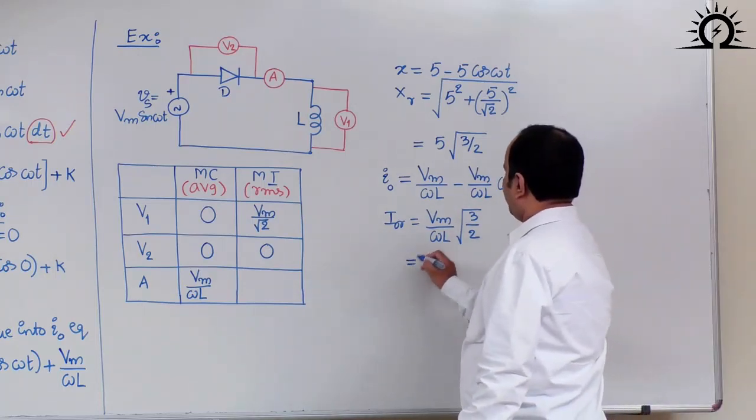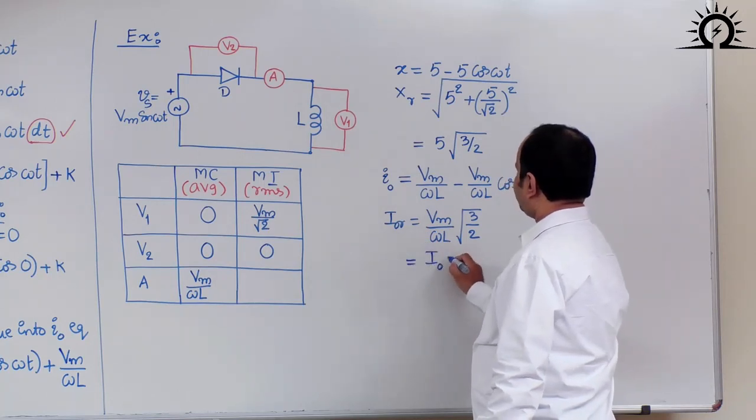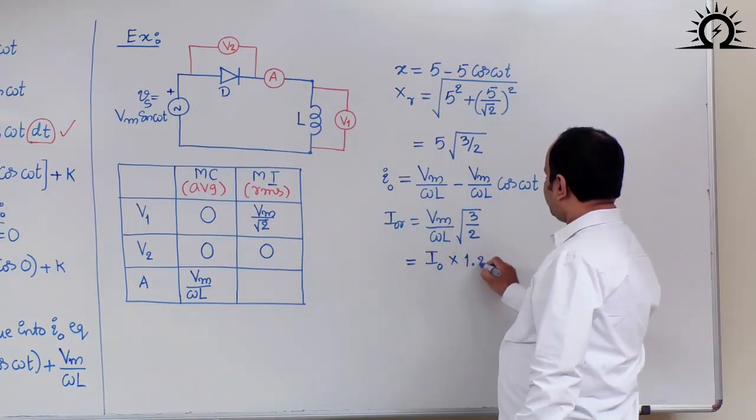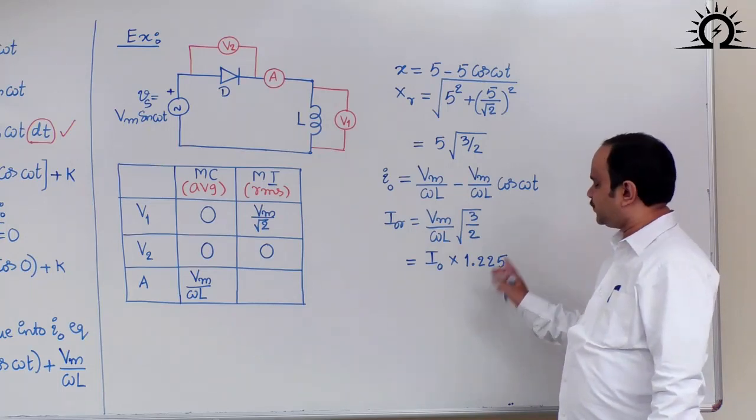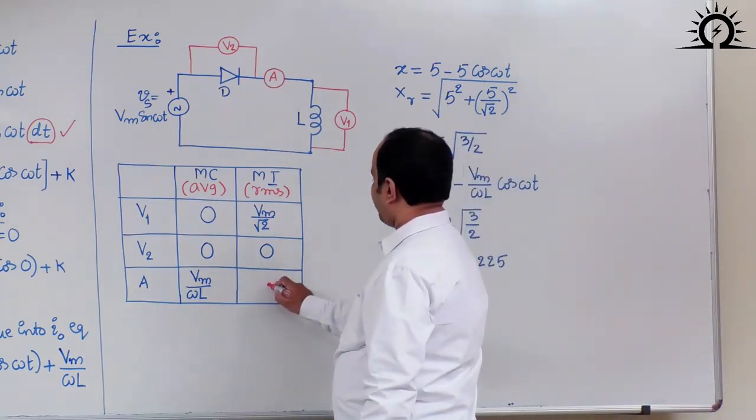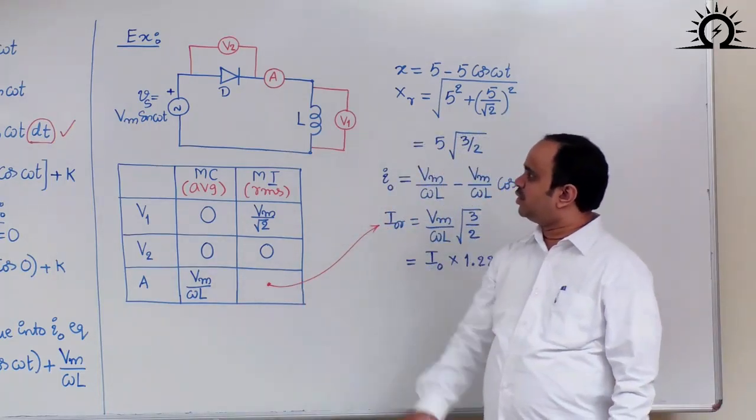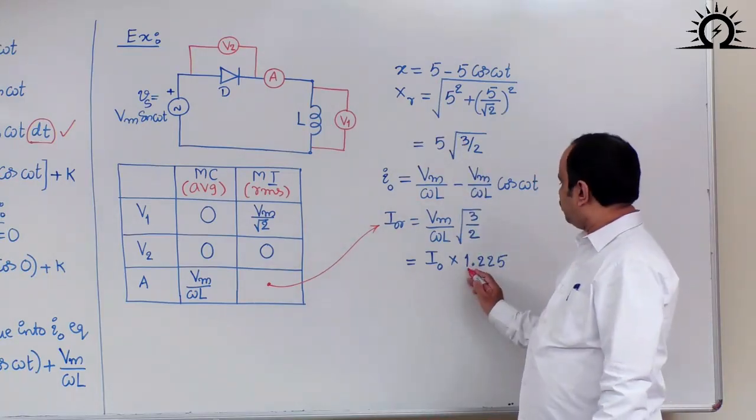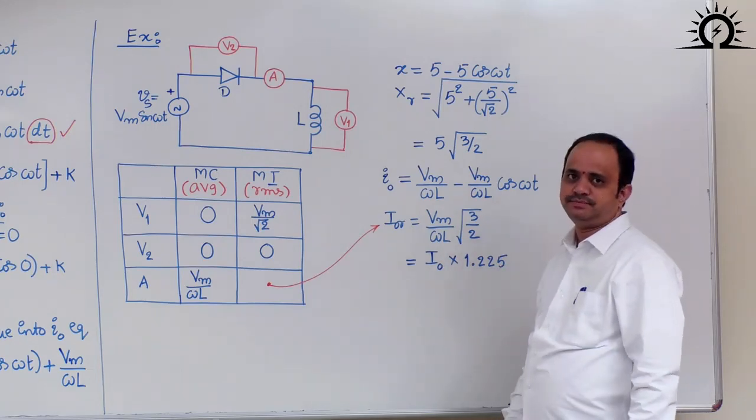Where Vm by omega L value is nothing but the average value. Root of 3 by 2 value, if you calculate, you will get 1.225. Okay. So these are the values you have to write in this place. So the RMS value of the current waveform is equal to 1.225 times the average value.